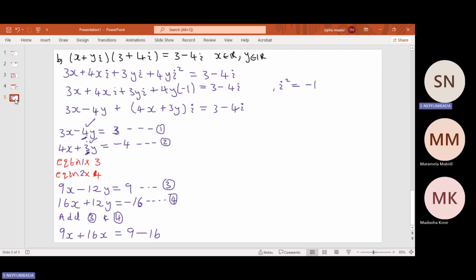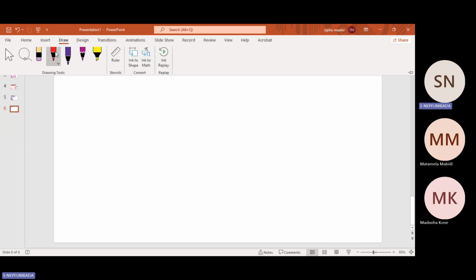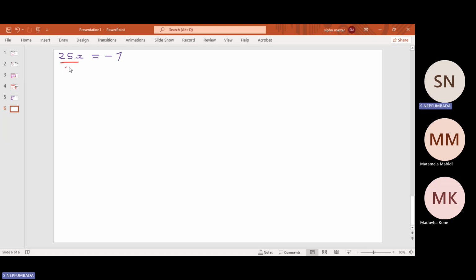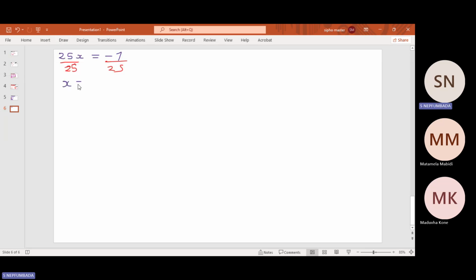So now let's proceed. We're going to have 9 plus that one is 25x, which is going to be equal to -7. Therefore, we divide both sides by 25. Divide both sides by 25. Therefore, we get that indeed our x is equal to -7 over 25. Are we good?